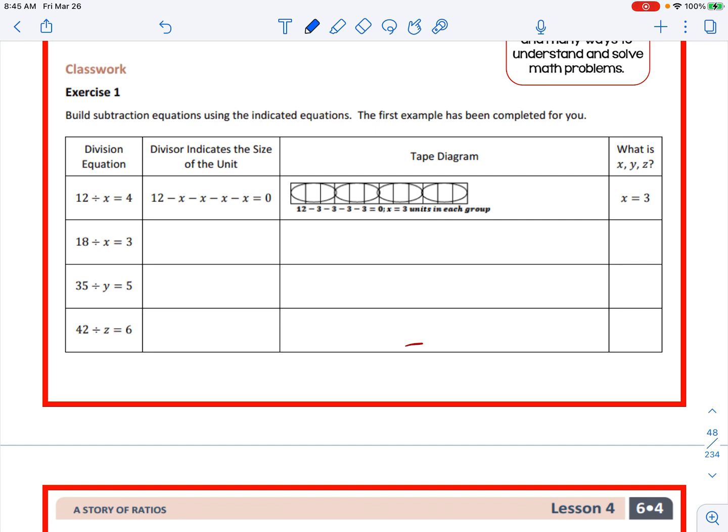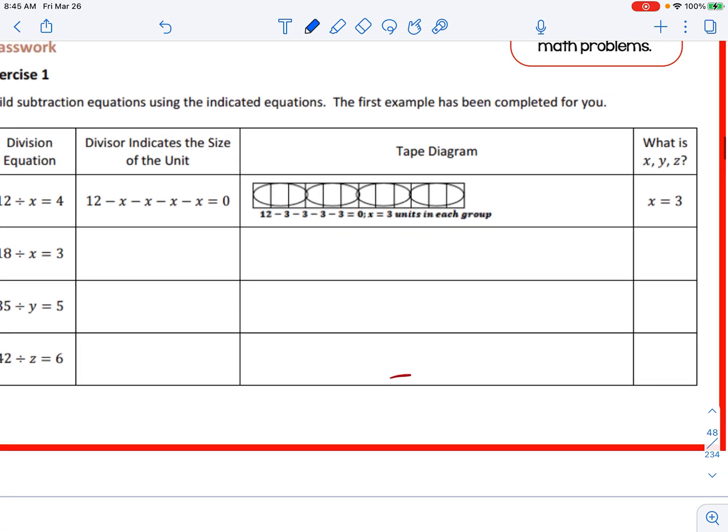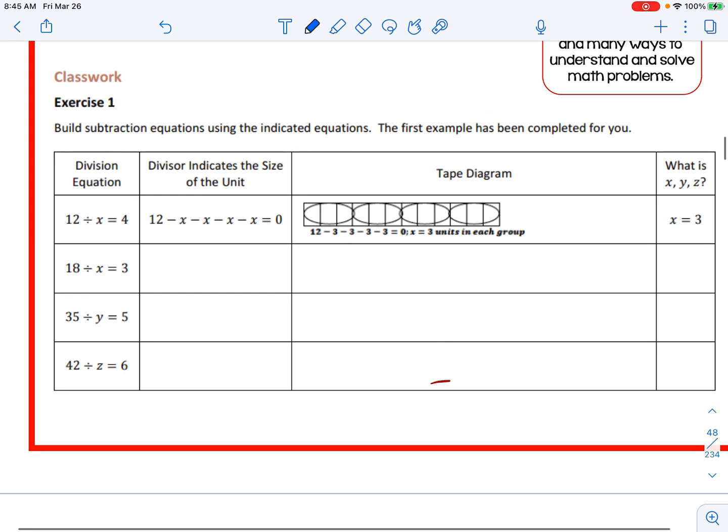So let's look at exercise 1 on your papers. Exercise 1 says, build subtraction equations using the indicated equations. The first example has been completed for you. So let's look at the first example. It has 12 divided by x equals 4. 12 minus x minus x minus x minus x equals 0. And we know x equals 3. They made a tape diagram with 12 units, and they made 4 groups of 3.